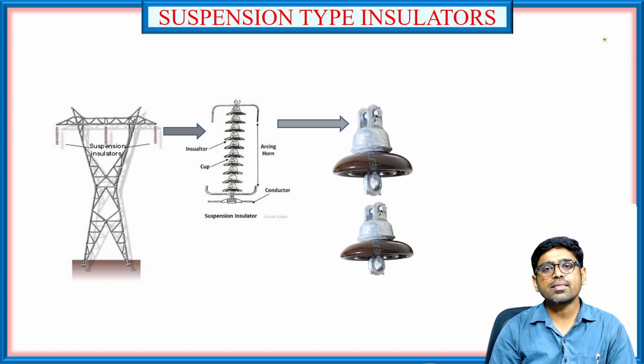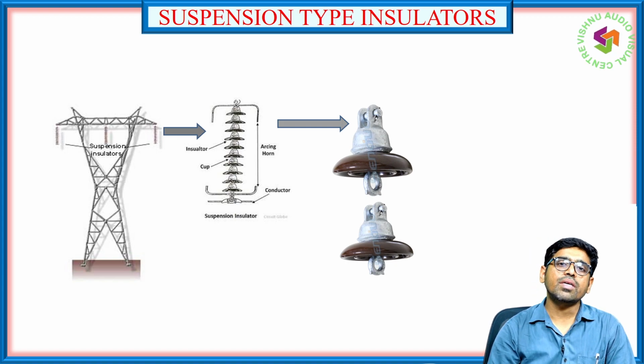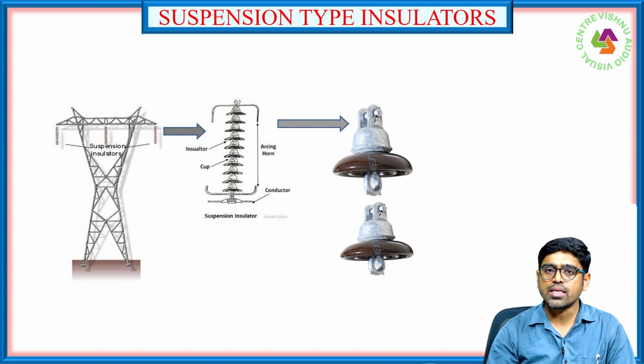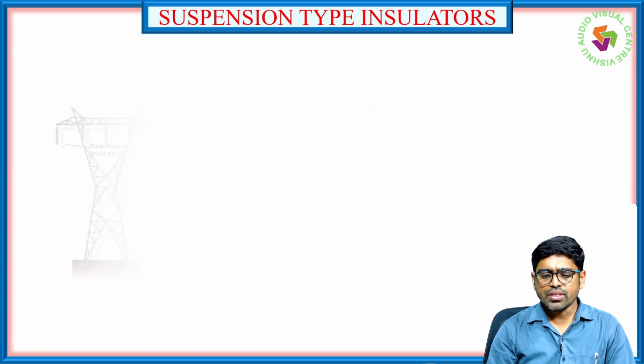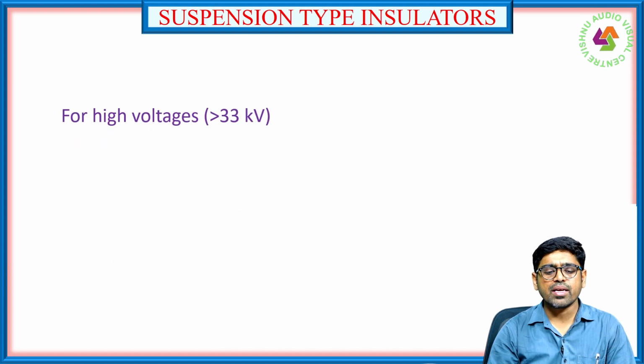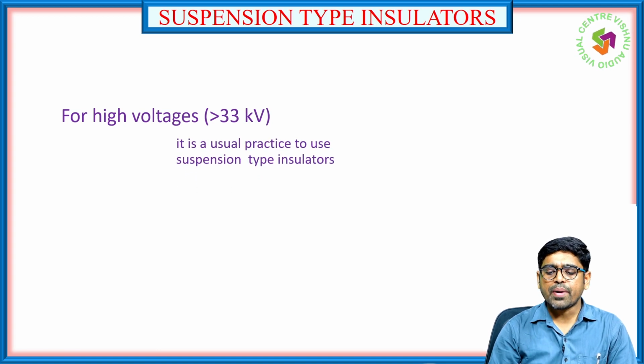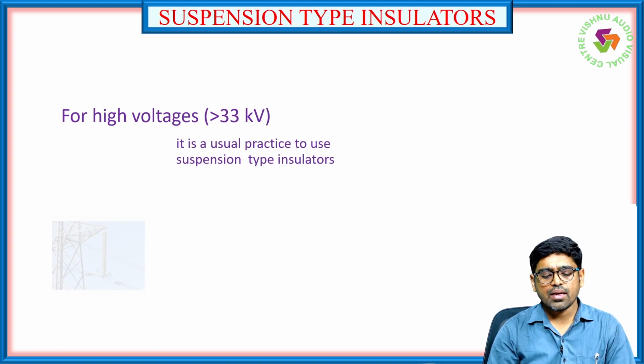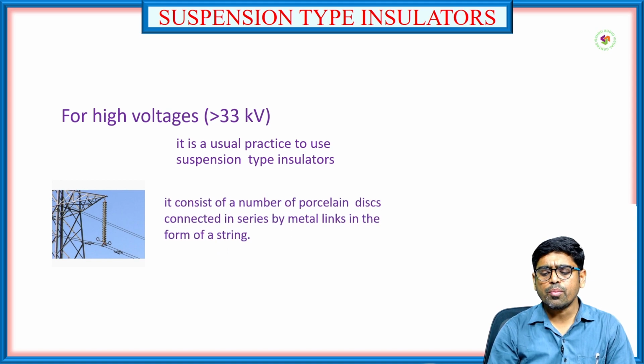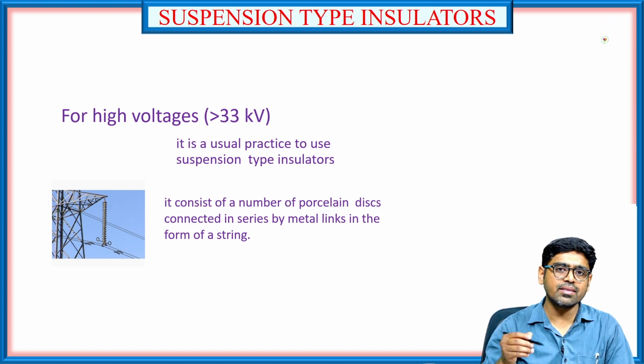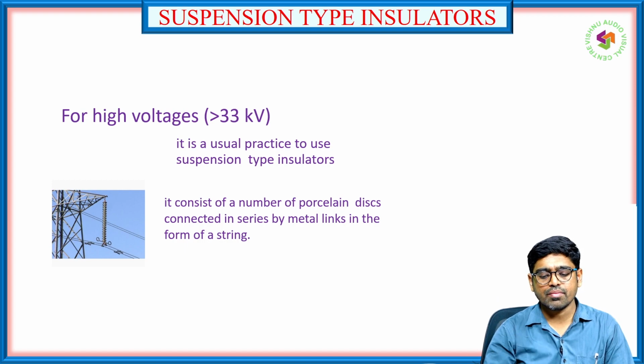So if you want to use 66 kV or 132 kV or 220 kV, based on the transmission voltage level, we need to connect that number of discs in series. So this suspension insulator can be recommended for voltages greater than 33 kV. It is usual practice to use suspension type insulators consisting of a number of porcelain discs connected in series by metal links in the form of a string.